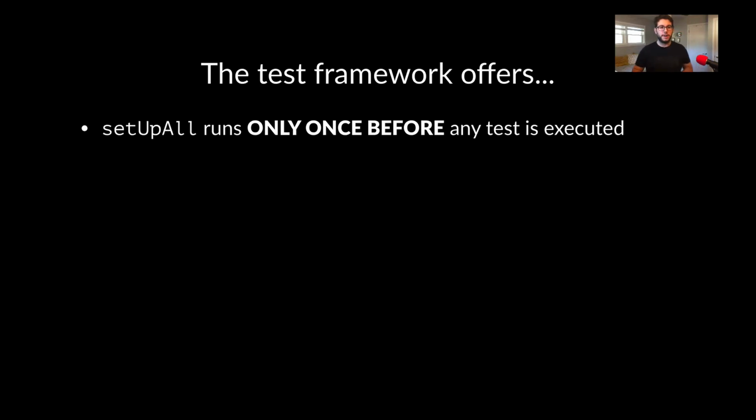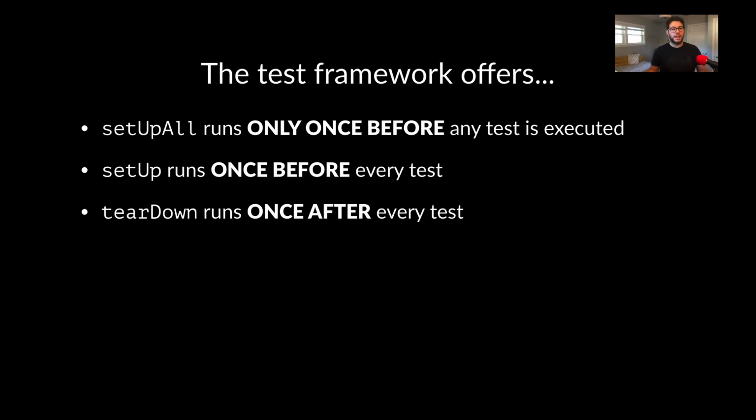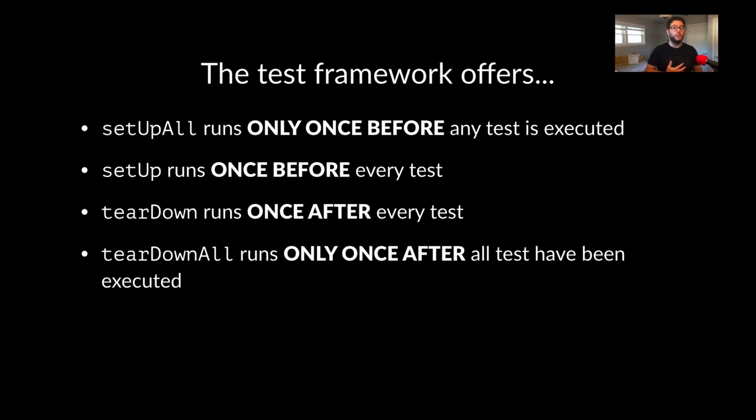The test framework offers a few things. It offers lifecycle hooks. That means that, for example, if we create a hook called setUpAll, that code is going to run just once before any test. We can also use setUp, and this hook will be executed once before every single test. So if we have 3 tests, it will be executed 3 times. The mirror method of setUp is tearDown. It's going to be executed once after every single test. So if we have 3 tests, it's going to be executed 3 times, after each one of these tests. And finally, we have tearDownAll, which will only be executed once, regardless of the amount of tests that we have. At the end, it's going to be the last step.